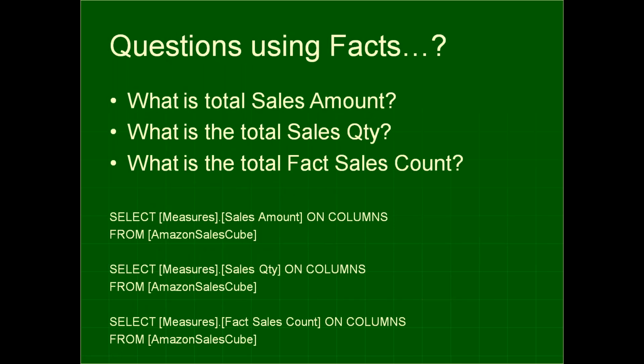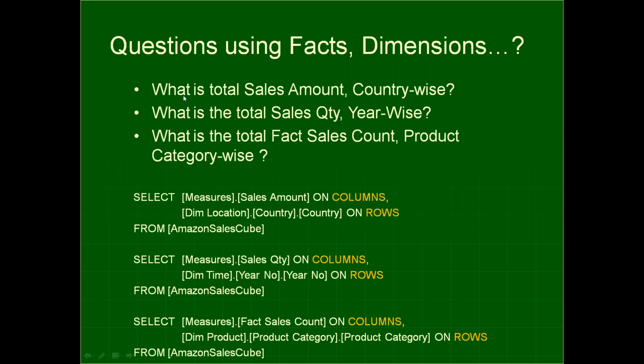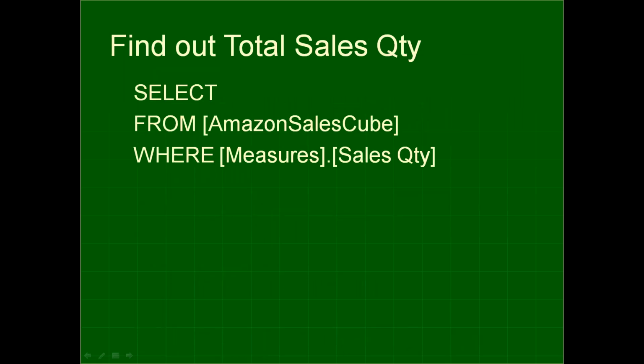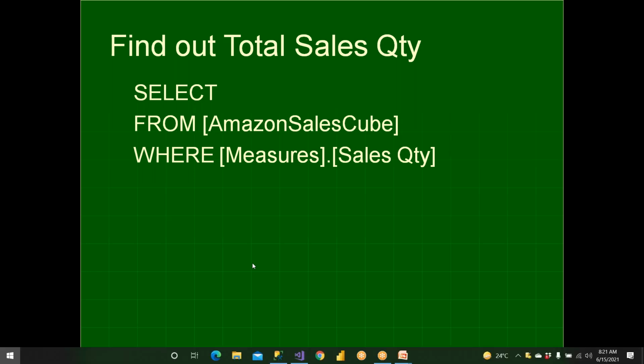Clear? And we had seen a couple of things yesterday, right? What is the total sales amount? What is the total sales quantity? We get measures on columns, or you can say zero. What is the total sales amount country wise? Simply drag and drop the country here. What is the sales amount year wise? Simply drag and drop the year. And what is the fact sales count product category wise? Simply drag and drop product category. Now find out the total sales. We can also use the where clause, so that is also something we can do. All these things we discussed yesterday.